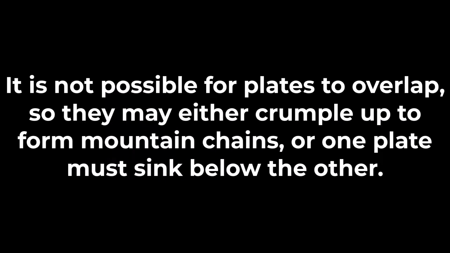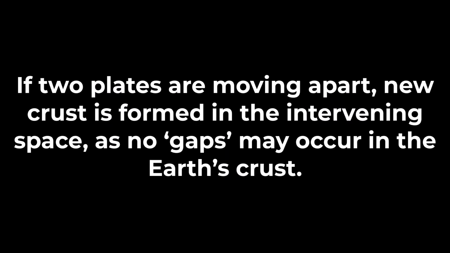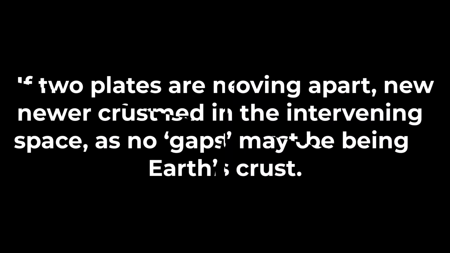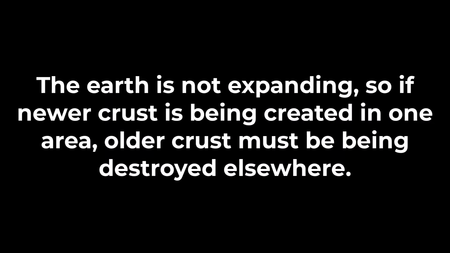It is not possible for plates to overlap, so they may either crumple up to form mountain chains, or one plate must sink below the other. If two plates are moving apart, new crust is formed in the intervening space, as no gaps may occur in the Earth's crust. The Earth is not expanding, so if newer crust is being created in one area, older crust must be being destroyed elsewhere.